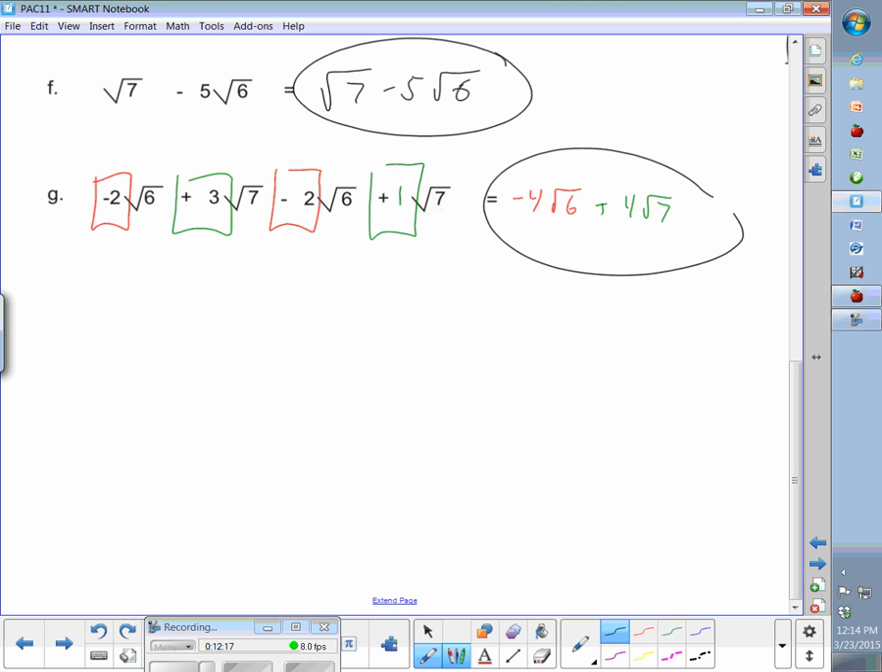Anybody get it right? All right, good numbers of you. We're just adding up the like stuff just like we added up like terms. Does that make sense? A negative 2 of the square roots of 6 and another negative 2 square roots of 6 is negative 4 square roots of 6. Positive 3 of the square roots of 7 and another positive 1 of the square roots of 7 is a positive 4. Adriana.